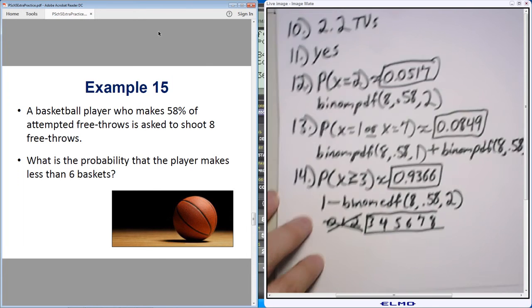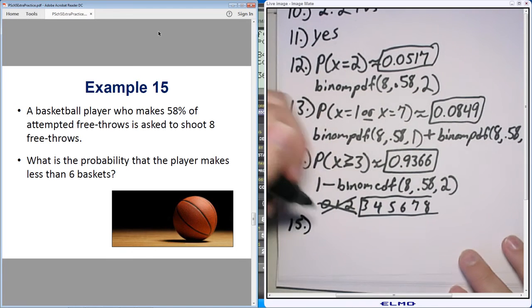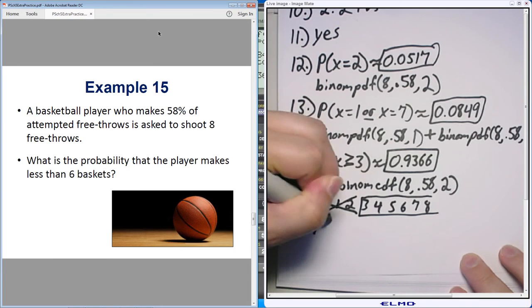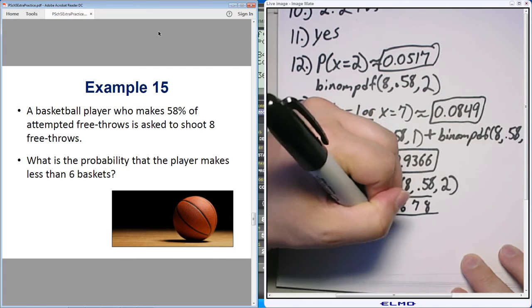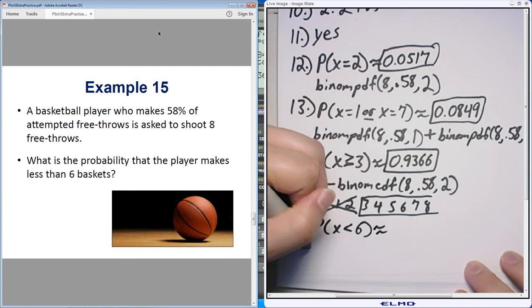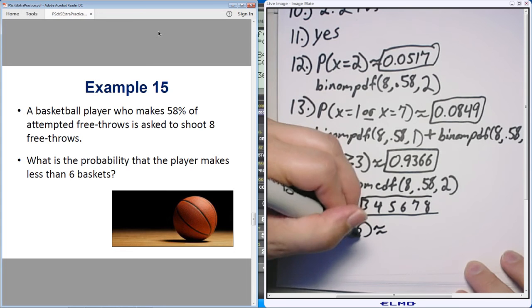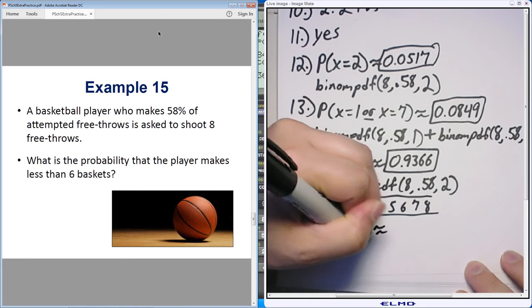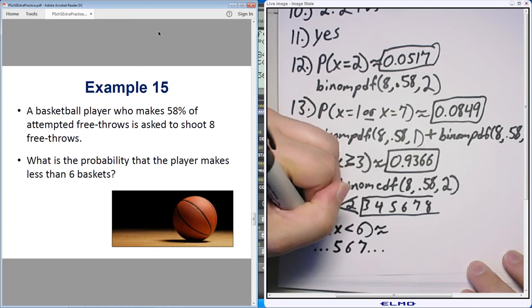Number 15. 15 says, what's the probability that the player will make less than 6? So x is less than 6. Okay, well, let's think about that one. You know, we don't have to list every single number. Let's just list the ones around 6. So 5, 6, 7. Less than 6 would be 5 and down.